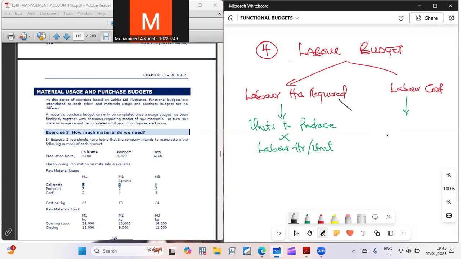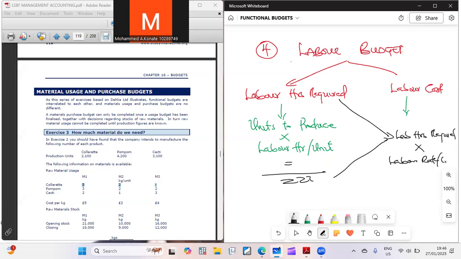So let me use this black. You will need the labor hours. Technically, the answer you had here, you will need that. So the labor hours required. Then you multiply that one by the labor rate per hour. All right. So basically that is that.